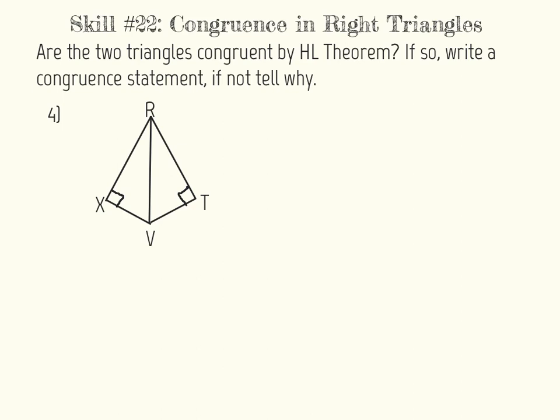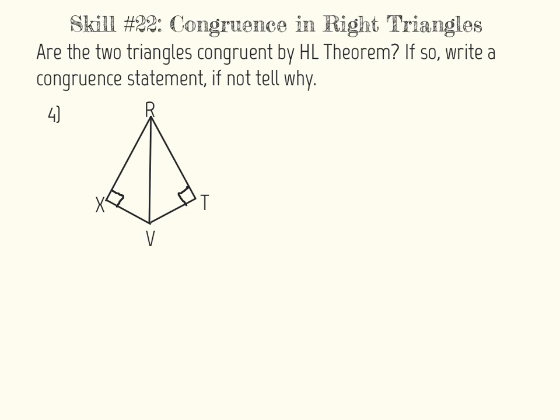Skill 22, Congruence in right triangles. For the first problem here, number 4, we are going to decide, are the two triangles congruent by the hypotenuse leg theorem? If they are, then we have to write a congruent statement, and if they are not, then we have to tell why they cannot be by this theorem.